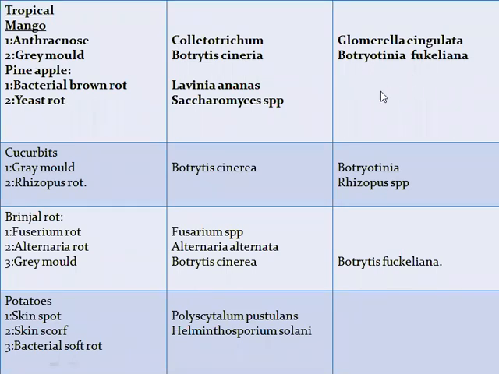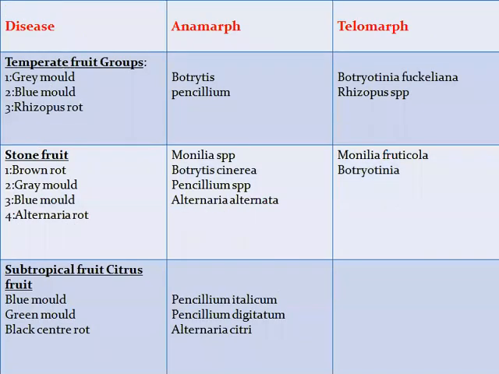And here we can also see how these are going to infect those particular organs. Whereas cucurbits also show grey mold, Rhizopus rot, Botrytis. Brinjal rot is also seen, through the Fusarium species, Alternaria and Botrytis, grey molds. Potatoes also show skin spots, skin scabs, and bacterial soft rots. This is also the same after the completion of the stage.